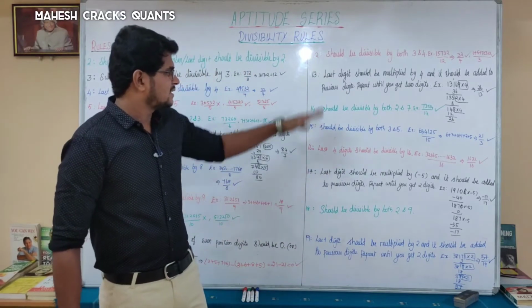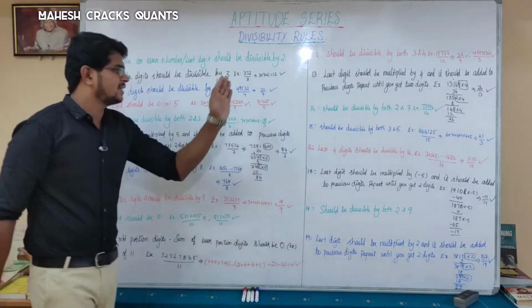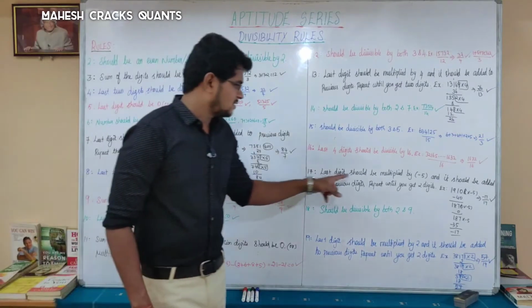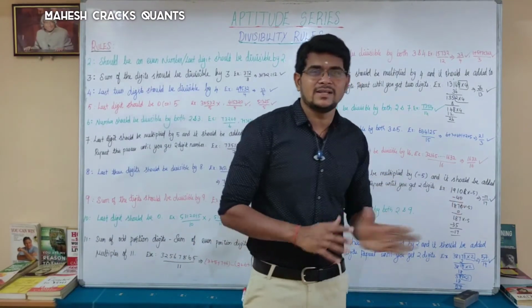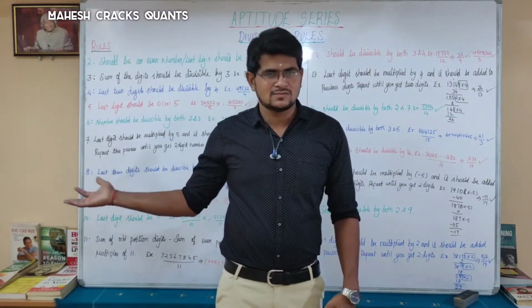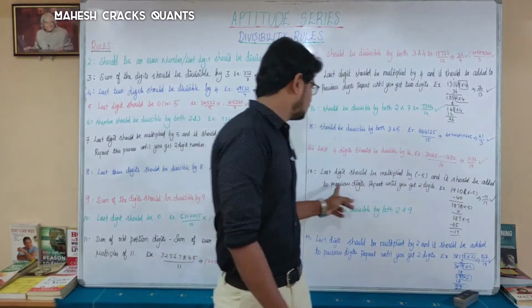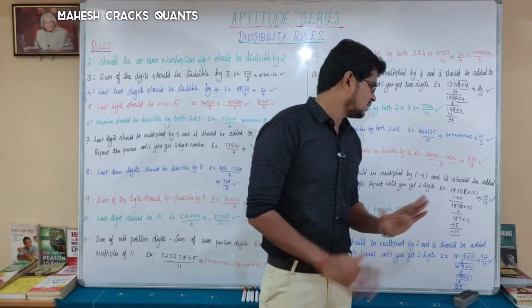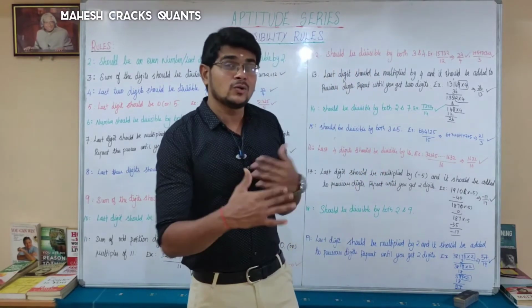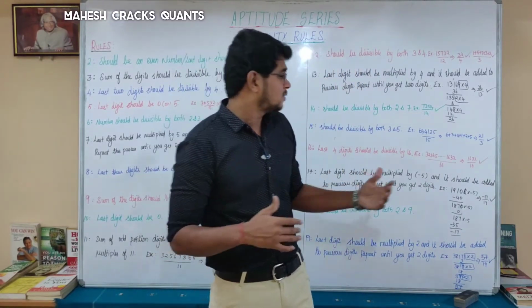And then 17, the same rule we have been using for 7 and 13. The last digit should be multiplied by minus 5 here. For 7, it's plus 5. For 17, it's minus 5. And it should be added to the previous digits. Repeat until you get 2 digits. So you have to repeat the process until you get 2 digits.